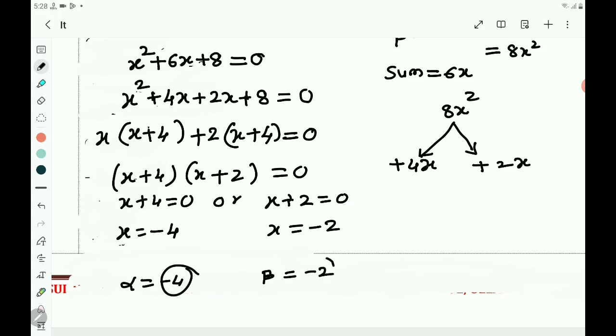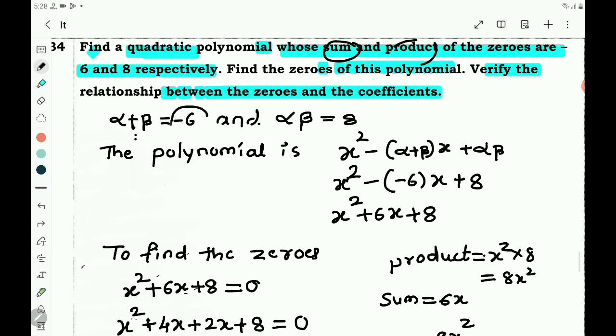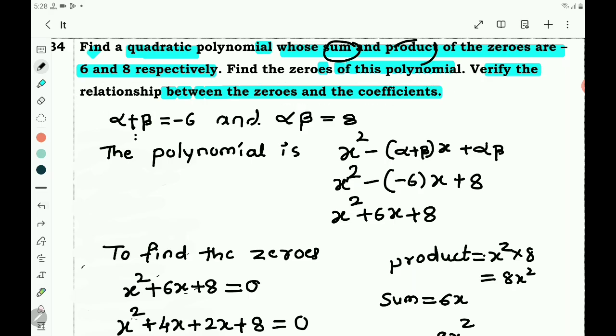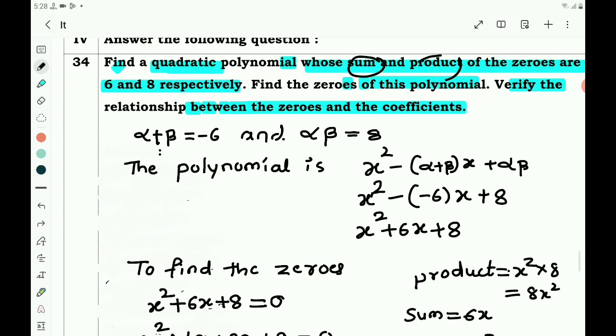Here alpha plus beta means minus 4 plus minus 2, minus 6 you are going to get. And product here minus 4 into minus 2, positive 8 you will get here. Then what you have to find out? You got the zeros. Verify the relationship among the zeros and the coefficient. Here alpha plus beta you got minus 6 and alpha beta you got 8.